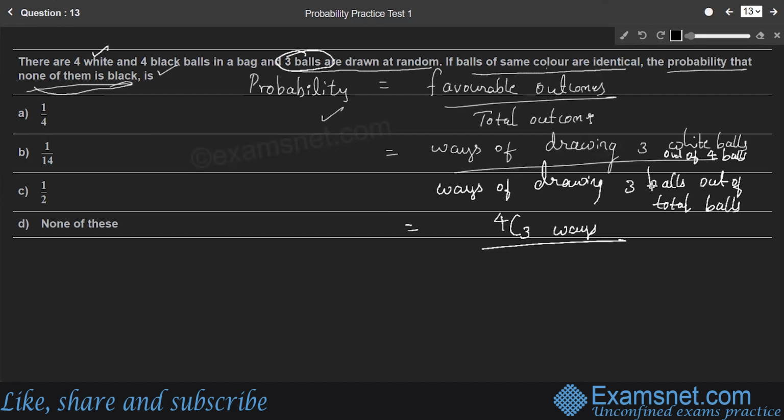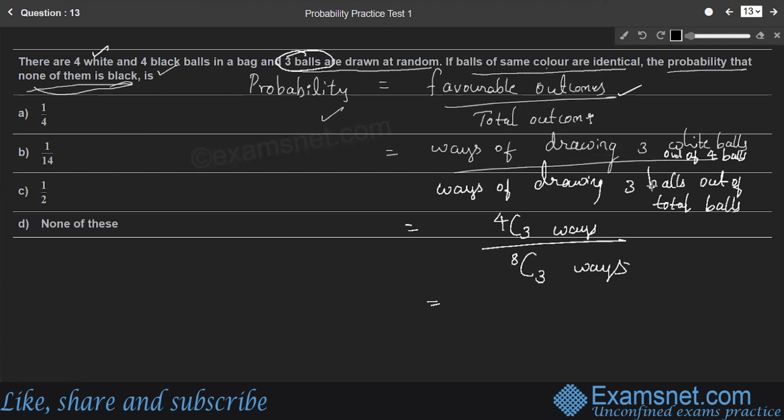4C3 ways, we can draw 3 white balls, whereas out of 8 balls, we can draw 3 balls in 8C3 ways, right? So the favorable outcomes by total number of outcomes is 4C3 by 8C3. That is, the total ways of drawing 3 white balls out of 4 balls, divided by the ways of drawing 3 balls out of a total of 8 balls, right?